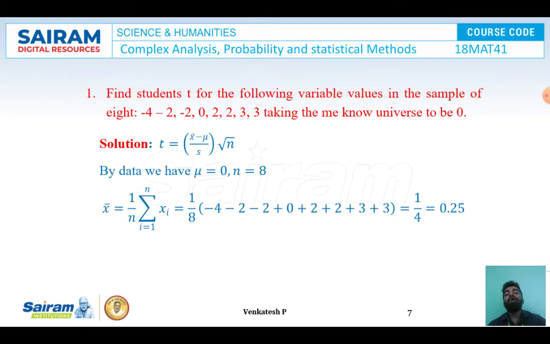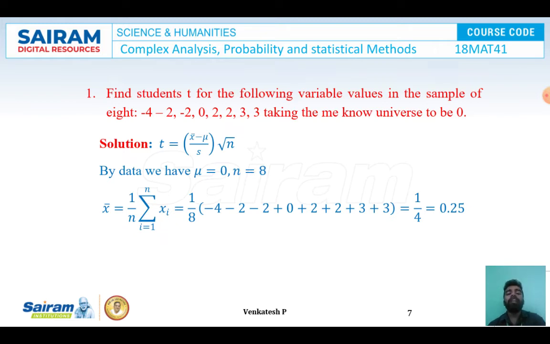Example number 1. Find the students' t distribution for the following variable values in the sample of 8: minus 4, minus 2, minus 2, 0, 2, 2, 3, 3, by taking the mean of the universe to be equal to 0. Now take the formula of students' t distribution. It is given by t is equal to x bar minus mu by s into square root of n. They have given that the value of mu is equal to 0 here. The sample size is 8, that is n is equal to 8.